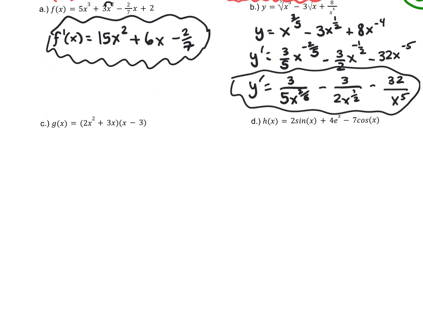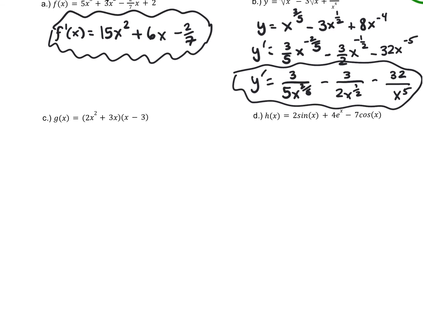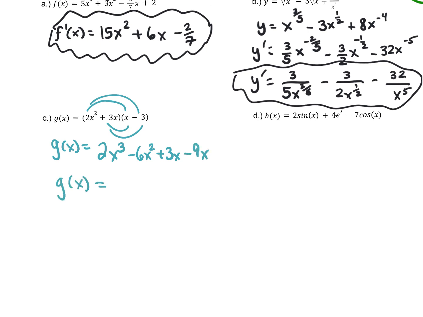All right, if we look at C, C has two things multiplied. Well, as of this moment, we have no rules on how to find the derivative of two things multiplied. So before we take any derivatives, we're just going to have to multiply those two things together. So we'll just FOIL and see what we end up with. So 2x cubed minus 6x squared plus 3x minus 9x. So before doing any calculus, I FOIL this to be 2x cubed minus 3x squared minus 9x.